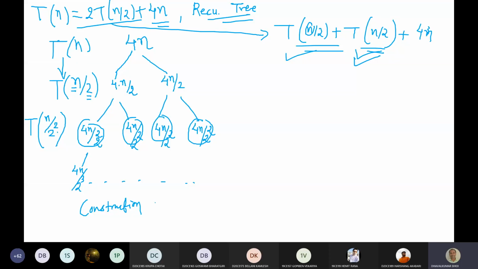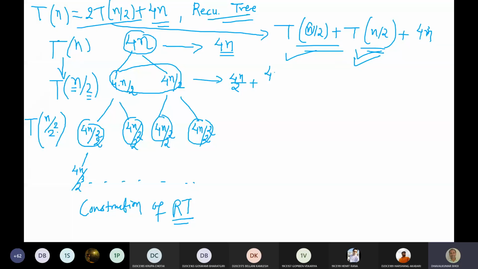Now we have to find out the depth of this particular tree, and one more thing, the cost at each node. What is the cost at the root node? It is 4n, because no other term is present there. Here we have 4n divided by 2, 4n divided by 2. So at level number 1, what will be the cost? 4n divided by 2 plus 4n divided by 2. Can someone add this? This is again 4n.